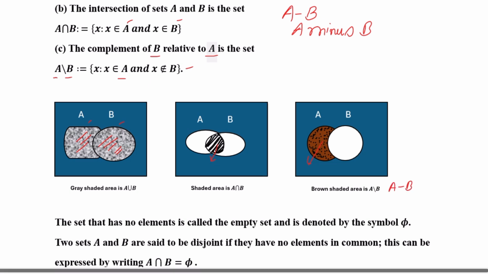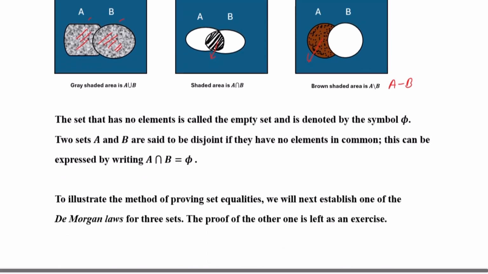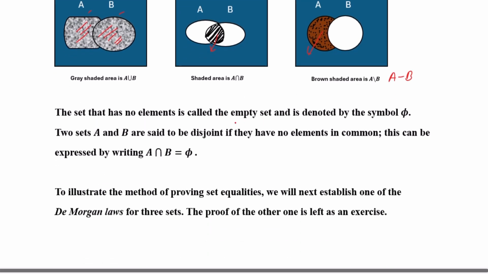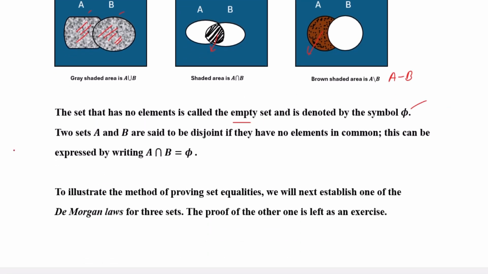The next one: the set that has no element is called the empty set and is denoted by phi. Two sets A and B are said to be disjoint if they have no elements in common. This can be expressed as A intersection B is the empty set. Now, the next one is an important segment of today's lecture.